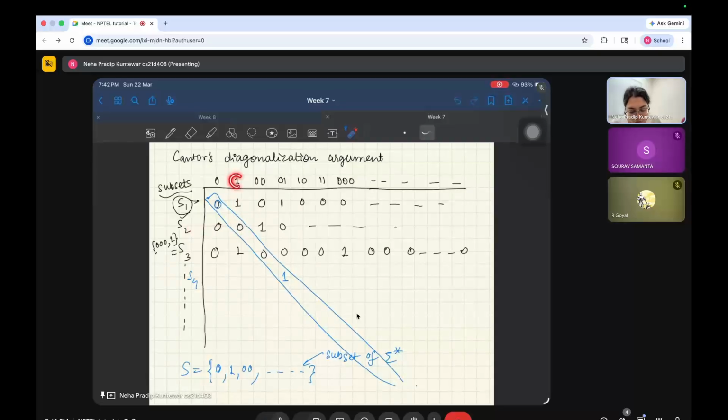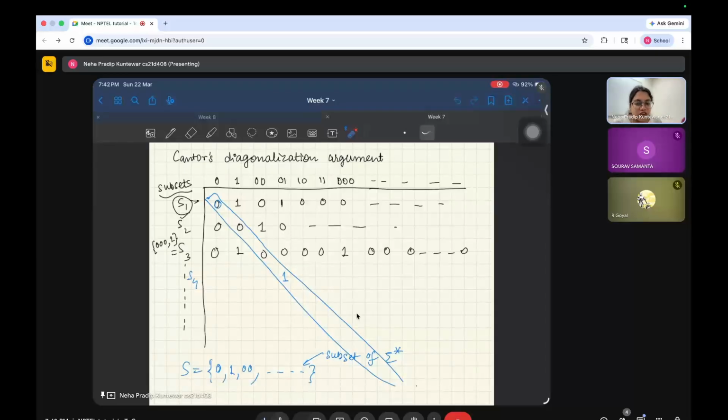Then you look at the second entry of the diagonal, which is this 0. Again, it means 1 is not in set S2. Since it's not there, we will put it into the new set. Similarly, we look at this entry, again 0: 0 is not in S3, so we put 0 here. But let's say 0, 1 is in S4. Since it's in S4, we are not going to put it into the new set. So it's basically flipping the membership of the diagonal entries. If an element was there, you don't put it. If it was not there, then you put it into your set.